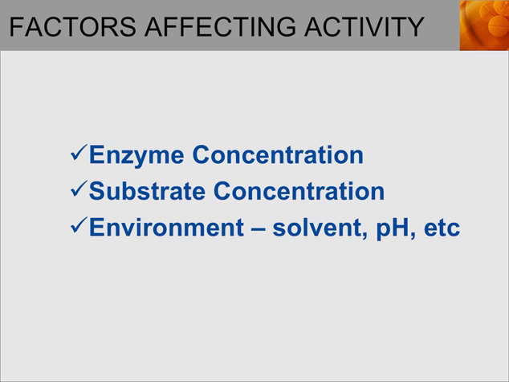So enzyme concentration would be how many enzyme molecules or proteins are available. Substrate concentration, how many substrate molecules are available or ready to be acted on. And then the environment. So this would be things like, is it in an aqueous environment? Is it in an alcohol? What is it dissolved in? And then the pH of the environment. Is it acidic? Is it basic? Is it neutral? There's also things like temperature, etc. So we'll go over all of that.